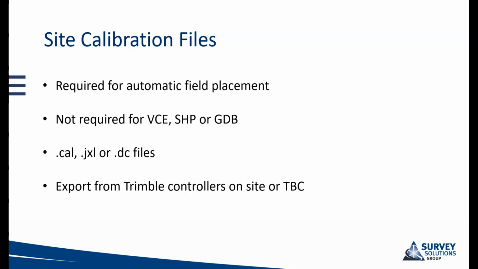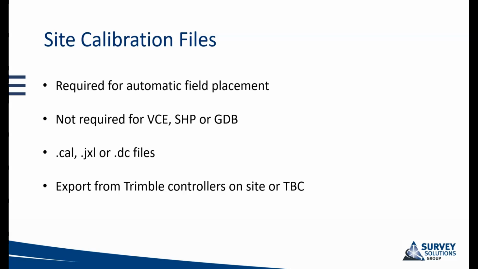We require the site calibration file to give us the coordinate system information. So for the VCE files, or Shape, or Esri products, GDB, because they've come from a georeferenced software package, they already have the coordinate system information attached to them, so they don't require a site calibration file. If we do require a site calibration file, we can support three formats. There's a .cal, JXL or a DC file.